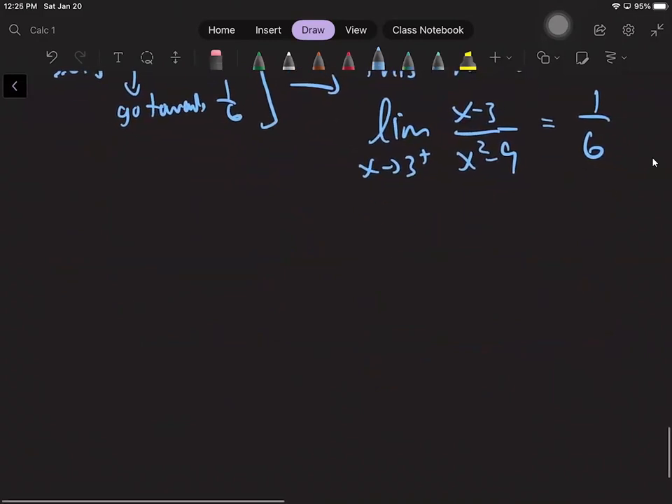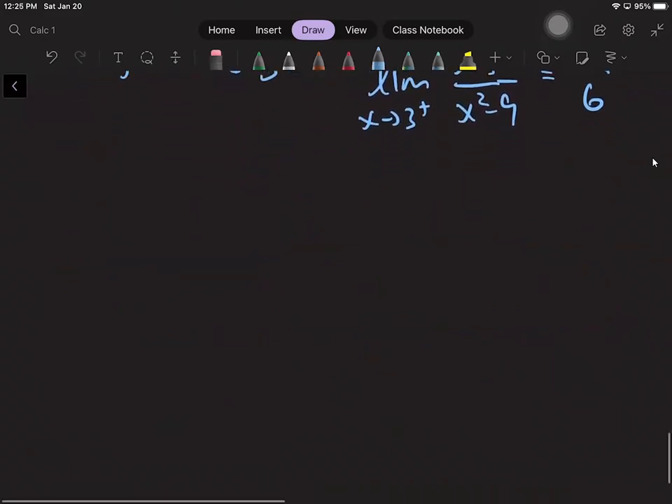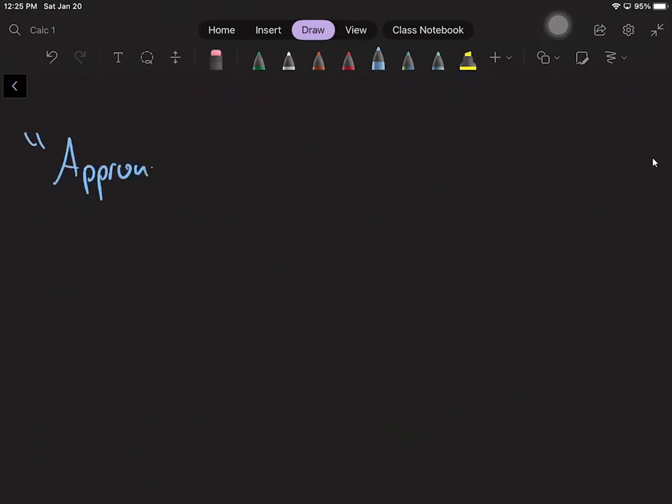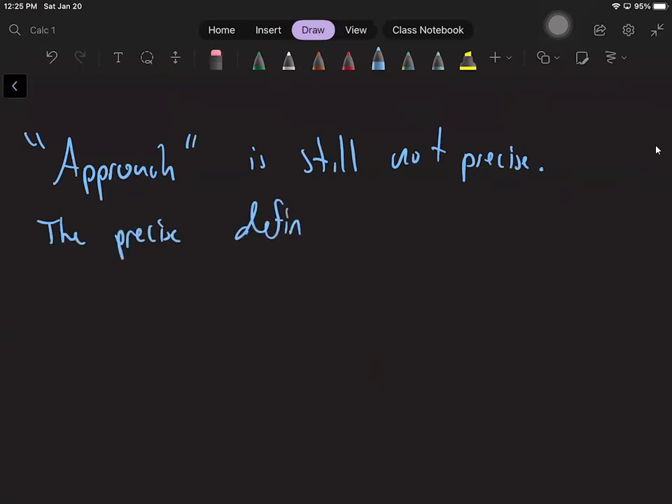Okay, so we're going to get a little bit more formal because the word approach is still not precise enough, I guess. Because I'm just sort of saying like, go towards 3, go towards a number, see what happens. The more precise definition is as follows. For limits, it goes like this.